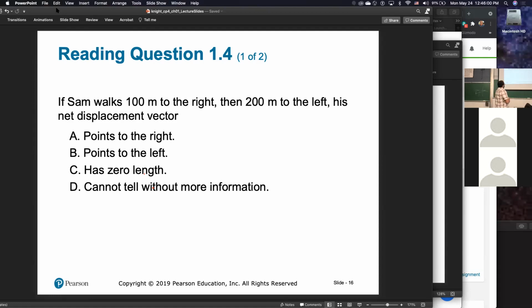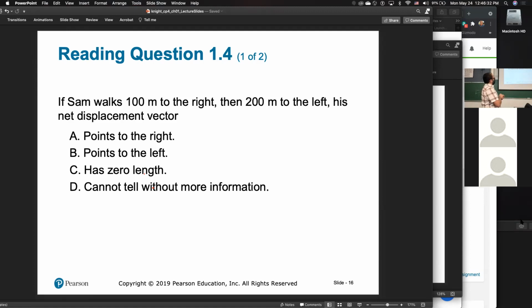All right, so is it A, he points to the right? How many people think it's A? B, points to the left. If you're online, put your answer in the chat. I think a lot of people voted for C, zero length, or D, cannot tell without more information.